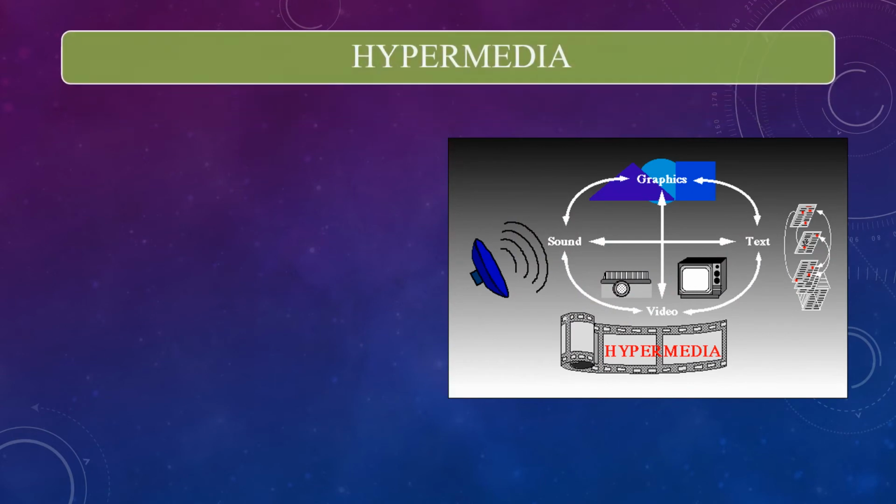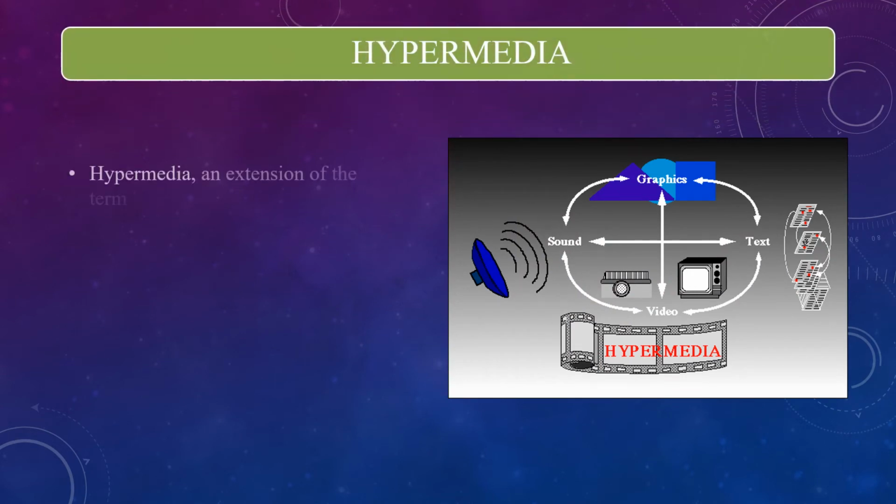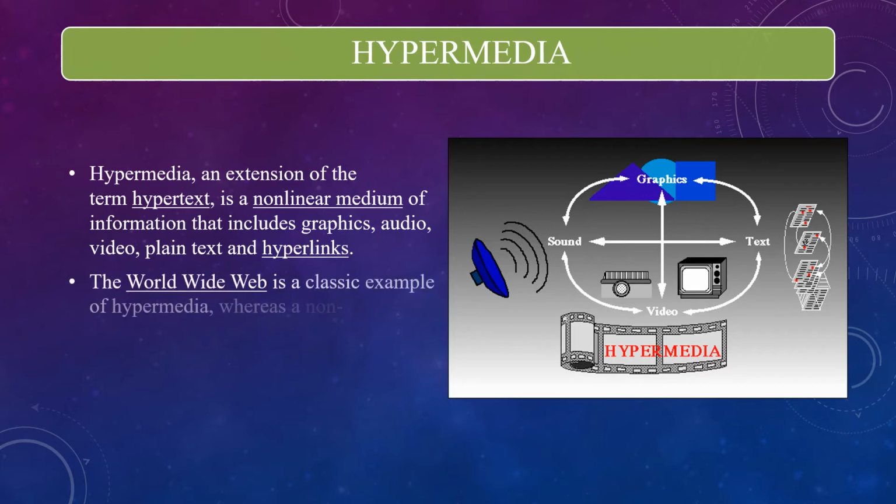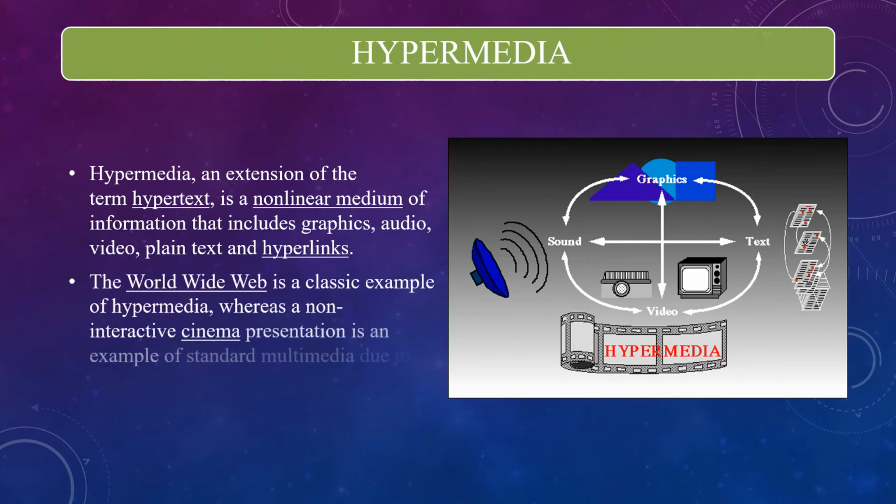Let's see hypermedia. Hypermedia, an extension of the term hypertext, is a non-linear medium of information that includes graphics, audio, video, plain text, and hyperlinks. The World Wide Web is a classic example of hypermedia, whereas a non-interactive cinema presentation is an example of standard multimedia due to the absence of hyperlinks.